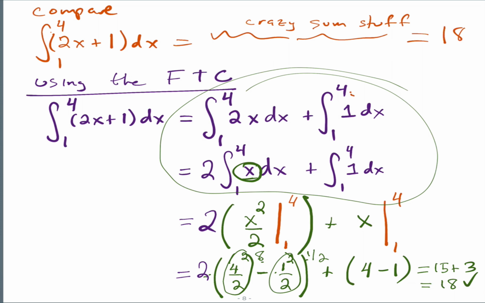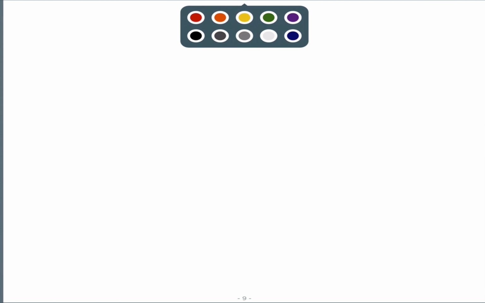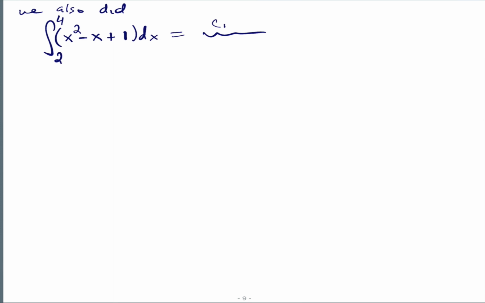That one wasn't that bad, but the next one we did, do you guys remember? So let's see. So we also did, what's another integral we did? The next one after that, an ugly one, right? We did a quadratic, didn't we? x squared minus x plus 1. From where? 2 to 4, okay. So we did crazy stuff again. This one was worse. This one took us probably an hour to work out, right? And then what did we end up with?